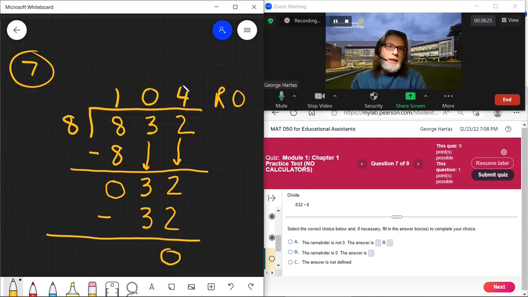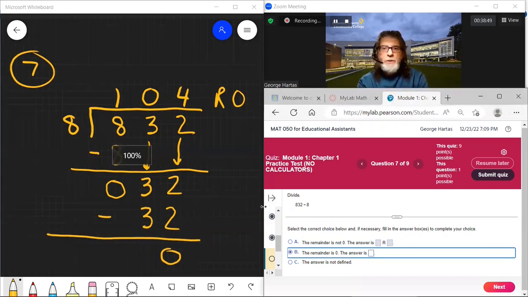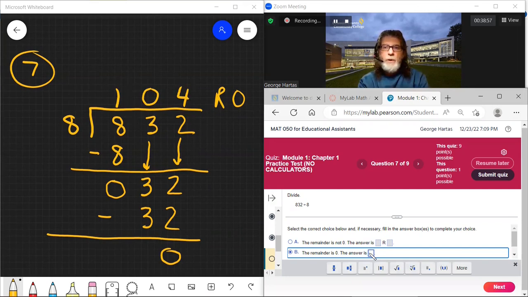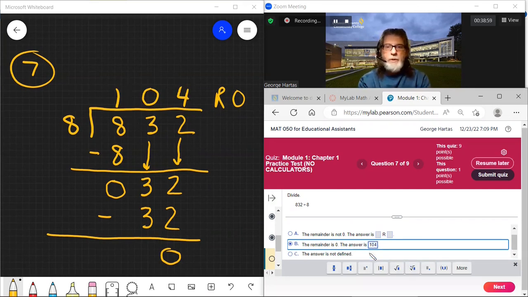Now notice here again how I kept everything nice and vertical. See that? Everything is lined up. And I recommend you do the same thing. That way your numbers line up and make sense when you subtract them and bring them down. Okay, now the way they want us to type this in here is that if you have a remainder of 0, then we have to choose B, because we have a remainder of 0. So the answer that they're talking about is the quotient right here, 104.